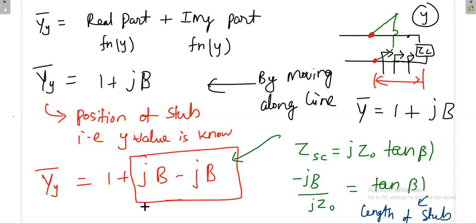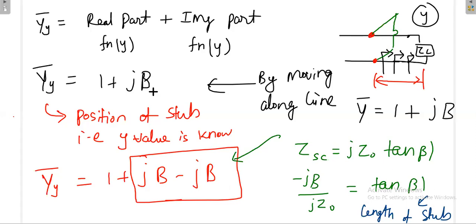Question புரியுதா சார்? Yes, ரெண்டுமே வரலாம், பாசிட்டிவ் நெகட்டிவ். Okay, so it can be negative also. Then you can decide L, because you really want to get minus jB something. To get that something, what should be the length of the stub?